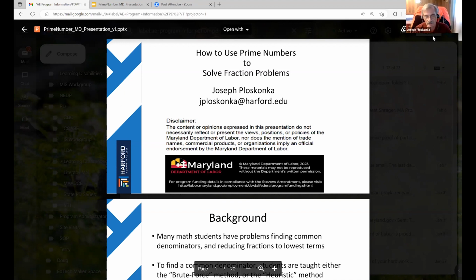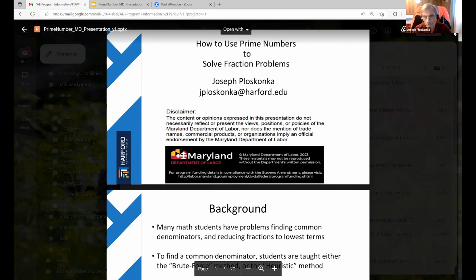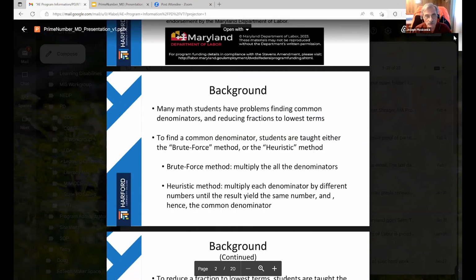Okay, go to the first slide here. A little bit of background. Most math students have the common problem they have with fractions is finding common denominators and reducing fractions to lowest terms. There are two basic methods that people teach in order to do common denominators. What I call the brute force method, which is basically multiplying the denominators together, and that's it. Or the heuristic method, where they keep multiplying the denominators by integer multiples until they finally get a common result, and that's the common denominator. Okay, next slide.